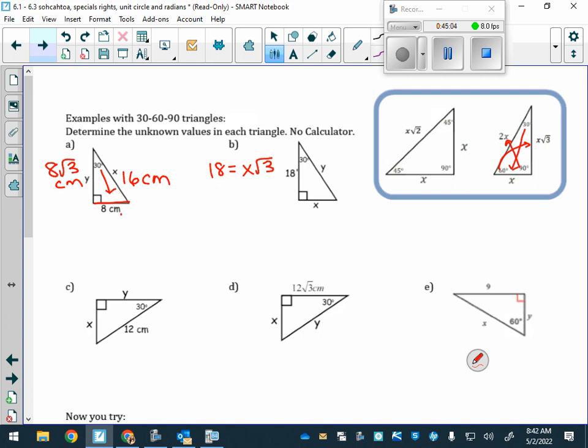Sounds like a broken record over and over again. Same thing. Go ahead, Mia. Divide by root 3. Can I have a radical in the denominator? No. How do I get rid of it? Go ahead.